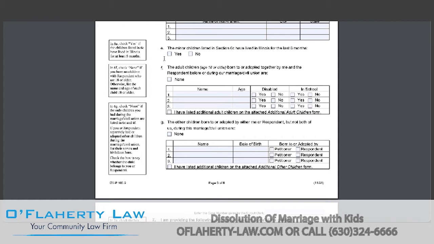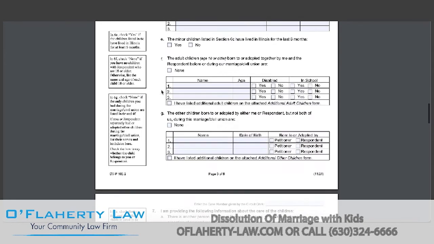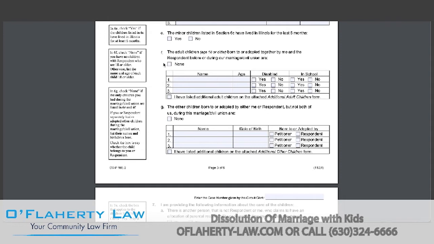Next, you will want to answer if the minor children have lived in Illinois for the last 6 months. And F, you will want to note whether there are any adult children that have been born to or adopted by you and your spouse before or during the marriage. If there are none, click none. If there are, you can add these in here.